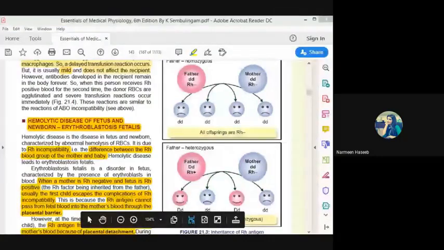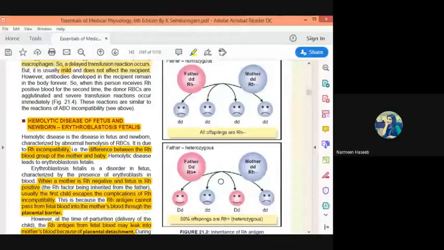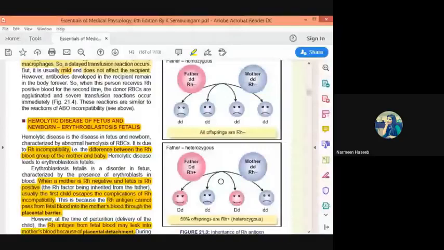So as I was telling you, erythroblastosis fetalis, as the name indicates, is a disease of a fetus. Erythroblastosis: erythrocytes are going to have a blast, and erythrocytes are the red blood cells. So let's see what happens in it. Hemolytic disease is a disease in the fetus and newborn characterized by abnormal hemolysis of RBCs. That's what is going to happen here. There is going to be abnormal breakdown of RBCs, which is not scheduled normally by the body.